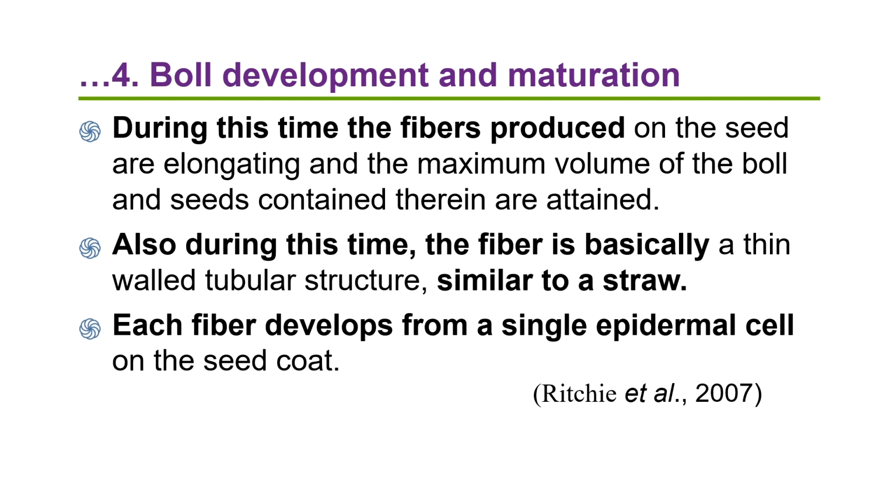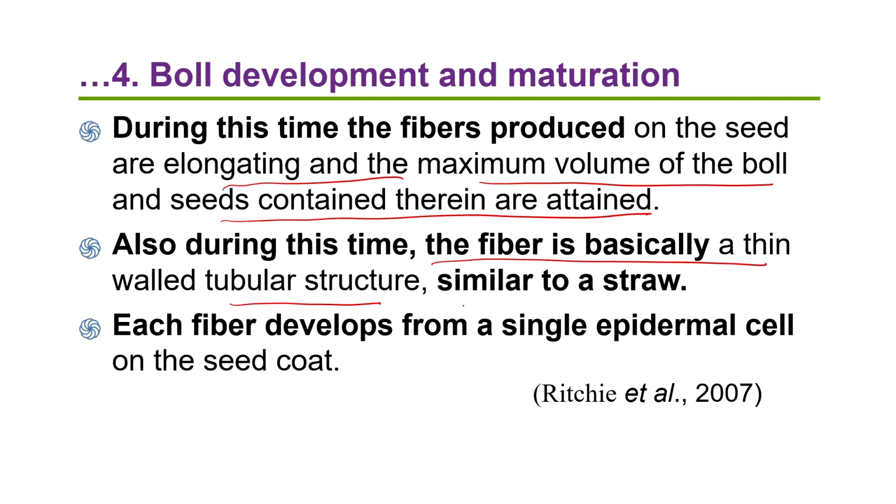During this time, the fibers produced on the seed are elongating and the maximum volume of the ball and seeds contained therein are attained. Also during this time, the fiber is basically a thin-walled tubular structure similar to a straw, and as you might know, these are actually single-celled structures and they are mostly cellulose. Each fiber develops from a single epidermal cell on the seed coat.